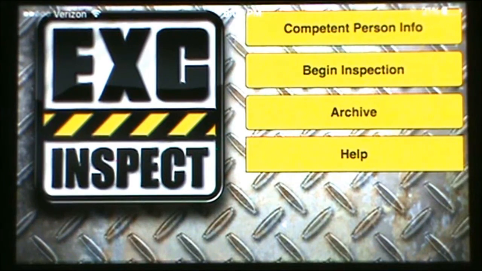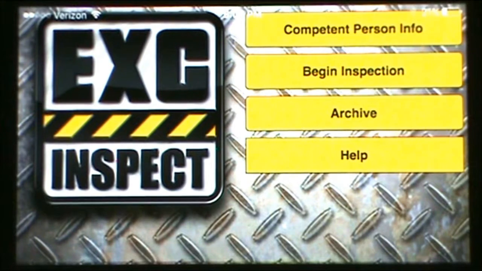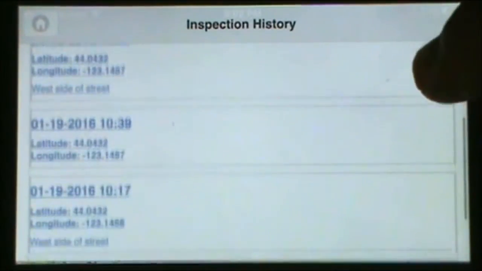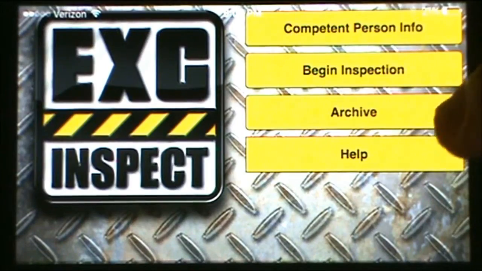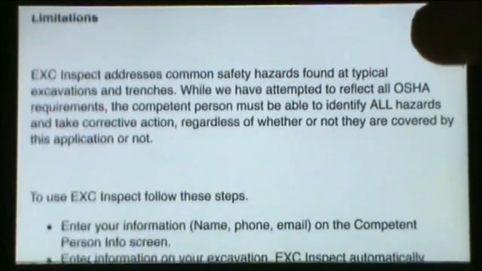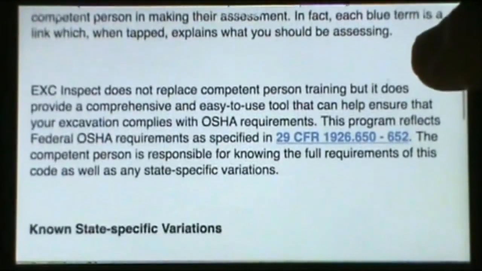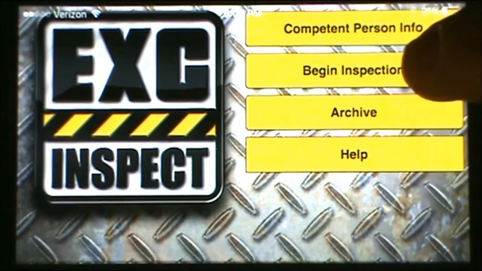When you open the app, this is the first screen you'll come to. Here you can enter information on your name, email address, and telephone number. There's also access to the archive where you can look at previously completed inspections. There's also a help button here which describes the app in more detail, some of the limitations, and how to use it. So let's go ahead and begin our inspection.